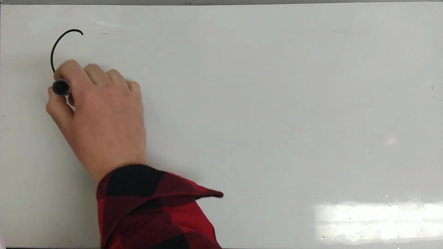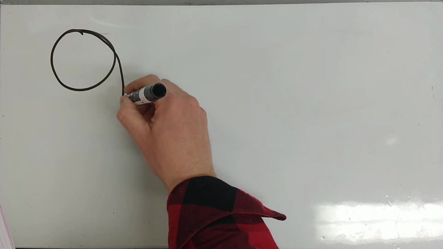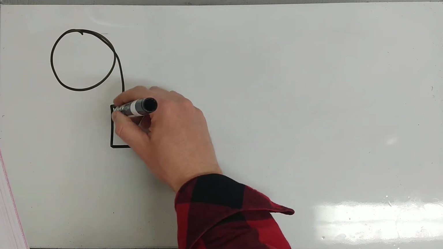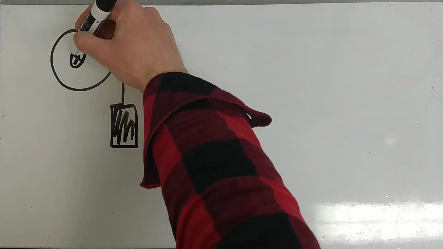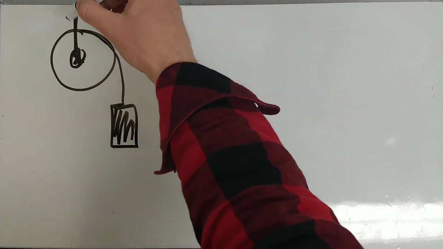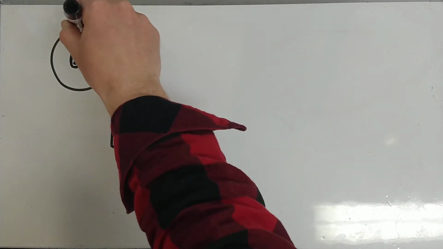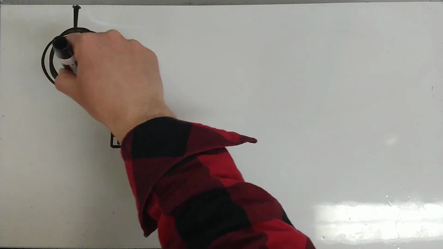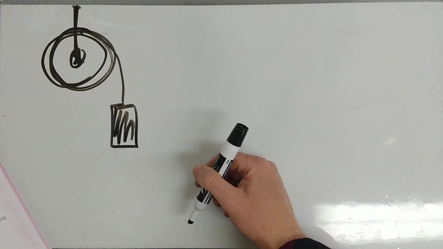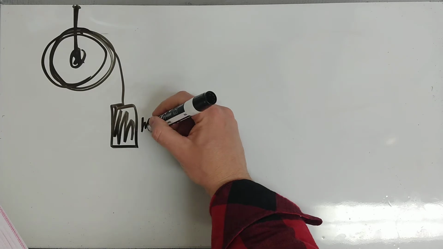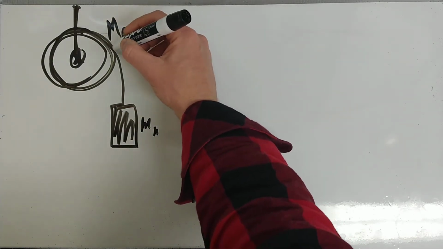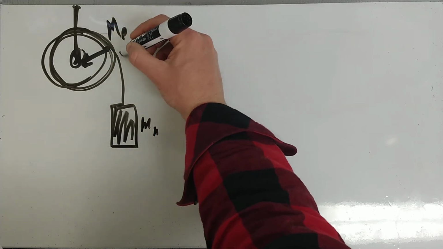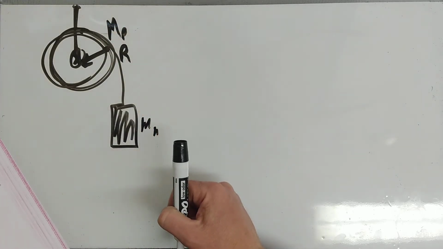But anyhow, back to the problem here. We've got the mass hanging off this pulley. Maybe the pulley's hanging from the ceiling, whatever. The rope is tied around it. You release it, the rope starts to uncoil, and the mass falls down. So I'm going to call this the hanging mass, and I'm going to call this the pulley. The pulley has some radius, capital R.